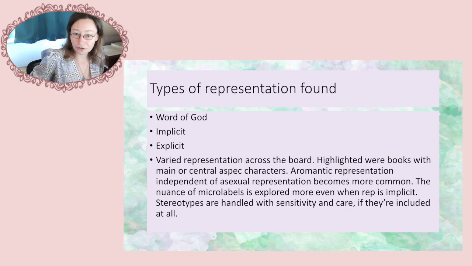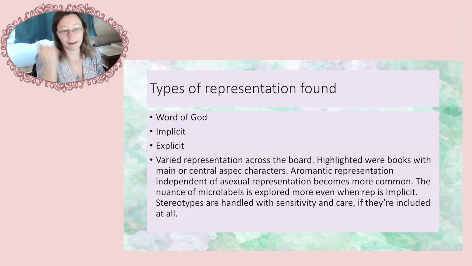So I have, in the interim, just jumped over to the next slide. So what does the representation look like in the 2020s? Well, basically, we still have pretty much every type of representation that we can find. Mostly this seems to be word of God, implicit or explicit, with implicit and explicit being the most common. We are starting to see way more varied representation across the board. The books I just highlighted, they all have major or central Aspec characters.